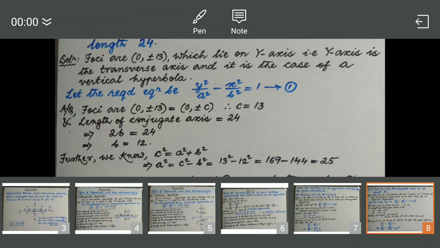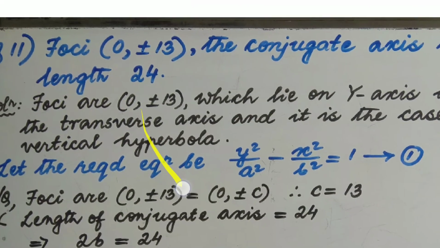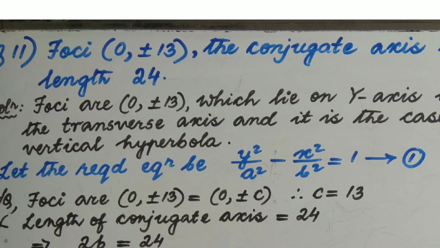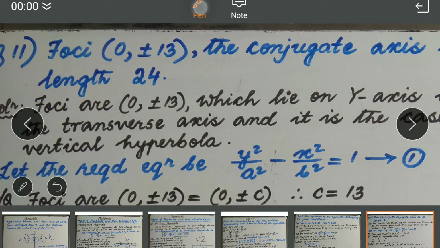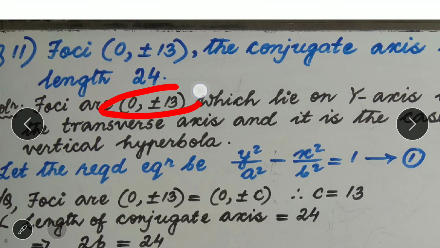The foci, you can see, lie on the y-axis. What is the coordinate of the foci given to us? 0 comma plus minus 13, which lie on the y-axis. Hence, the hyperbola will be a vertical hyperbola. Once we are sure what type of hyperbola it is, we can write the standard equation. Let the required equation be y square by a square minus x square by b square equals 1. Give it equation number 1.